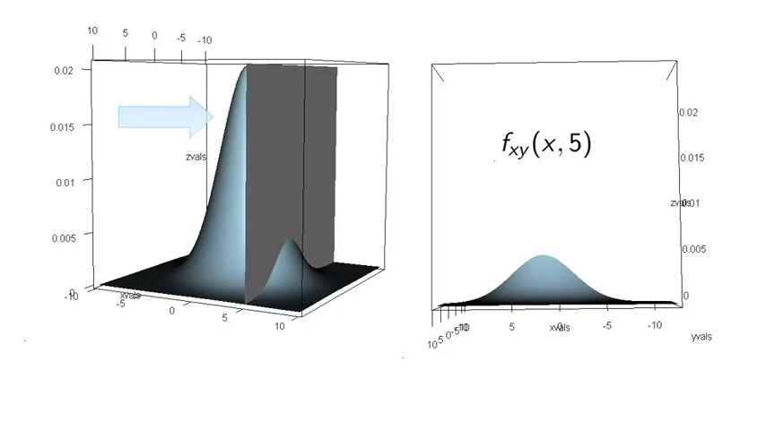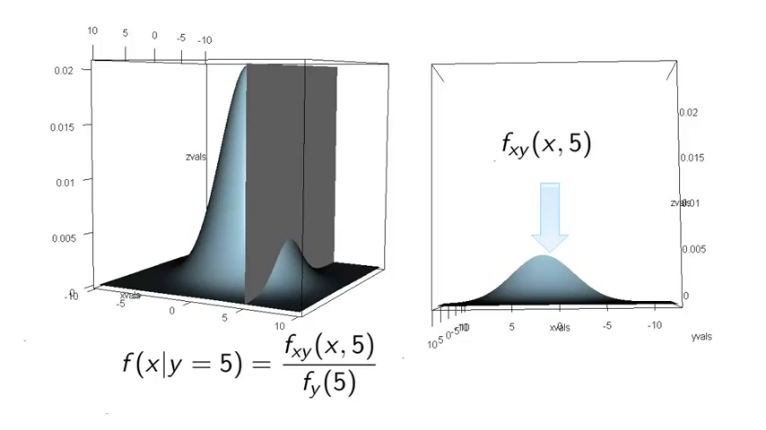Okay, so we have this surface, we have this plane, the y equals 5 plane that cuts through the surface. And then we have the function that is on that plane at f of x comma 5. And that is exactly the conditional density, with the exception that now it doesn't integrate to 1. So we have to normalize it by something that integrates to 1. Well, that's exactly what we divide by there, f of 5.